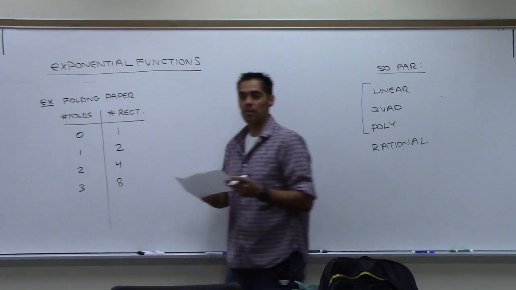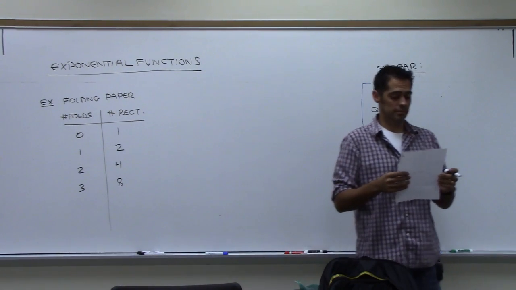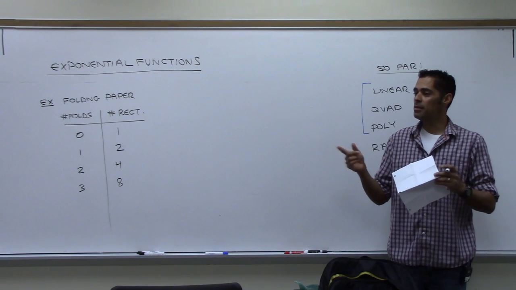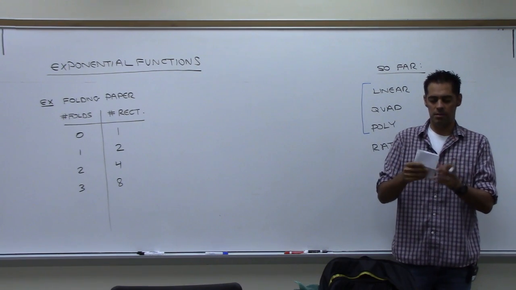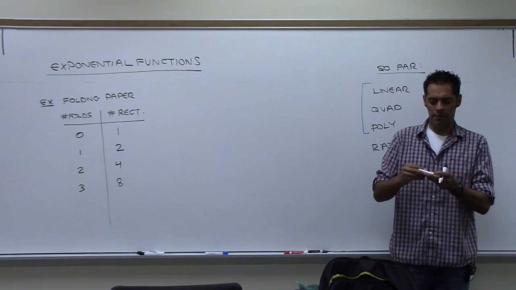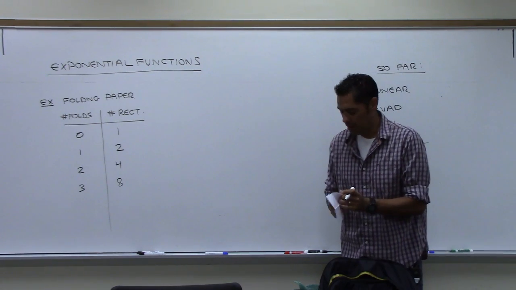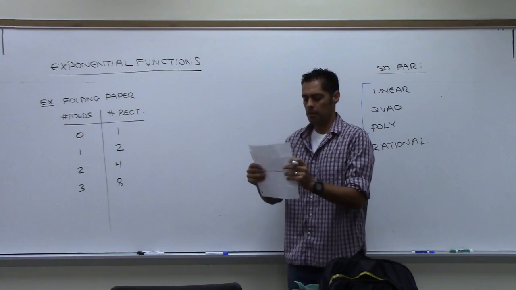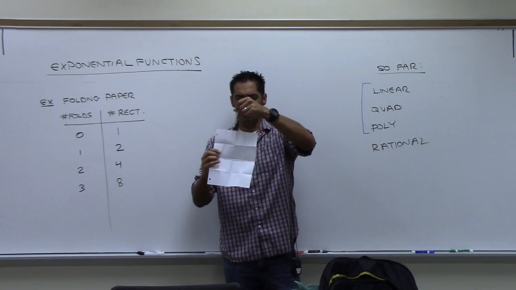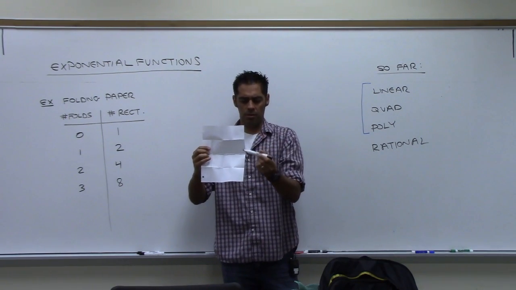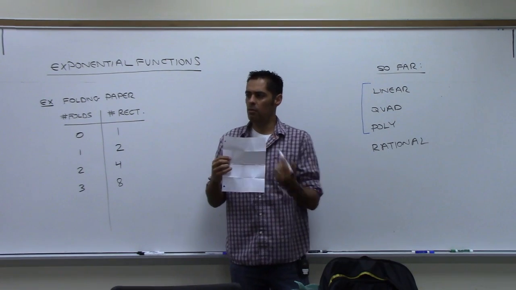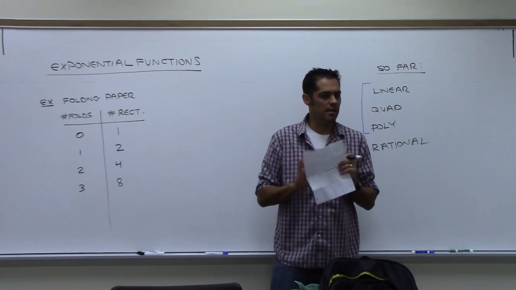All right, any predictions for my 4th fold? What do we got? 16. 1, 2, 3, fourth fold. We're kind of creating a little pattern here. I'm hoping that you're going to see it. 1, 2, 3, 4 across the top. 1, 2, 3, 4 down the side. 4 times 4, 16. 16 rectangles.